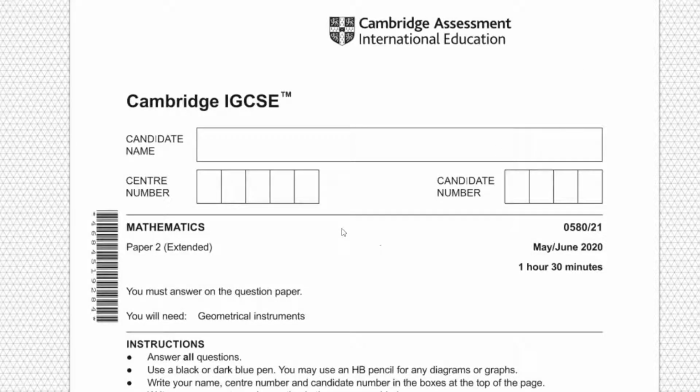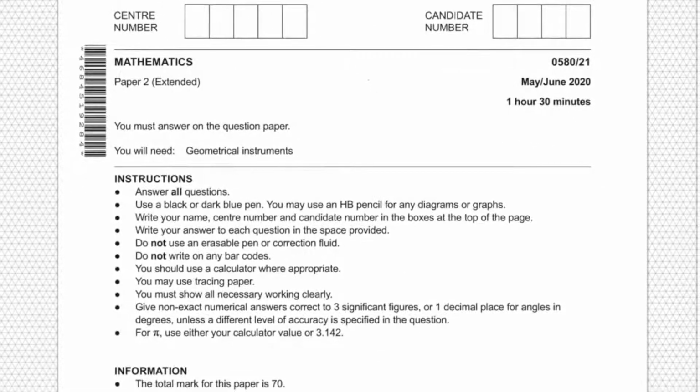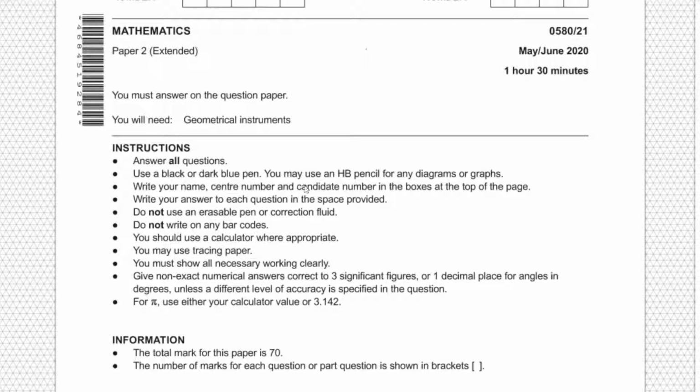Today we're going to solve Cambridge IGCSE Mathematics paper 2-1 from May-June 2020 session. It's 1 hour 30 minutes long, 70 marks in total. And make sure you read the instructions before the exam date, right? While practicing your past papers, sit down, spend a couple minutes understanding these rules.